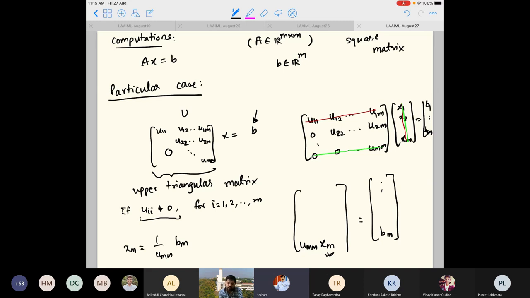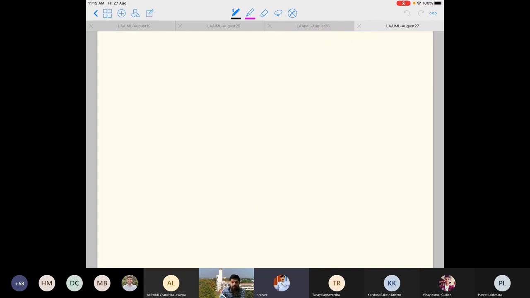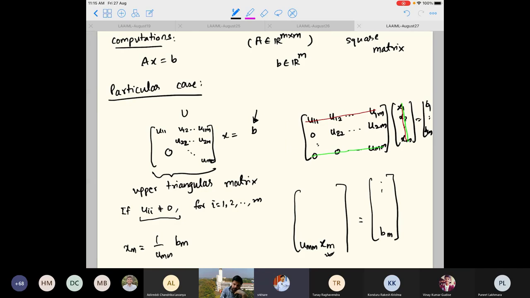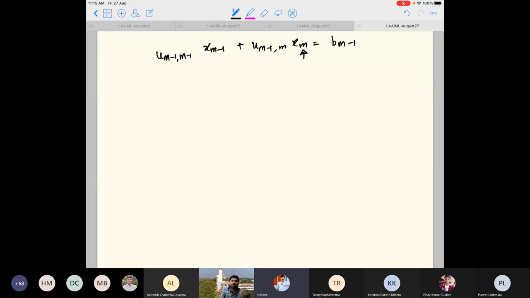So I get xm. Then what is the second last equation in this sequence? The m minus 1th equation. After m, I will look at the m minus 1th equation. So U(m-1),(m-1) x(m-1) plus U(m-1),m xm is equal to b(m-1). Is that correct? That's the equation that I'm having. And now I already know the value of xm. What is the value of xm? I already calculated it from here. So I can solve this equation for x(m-1).